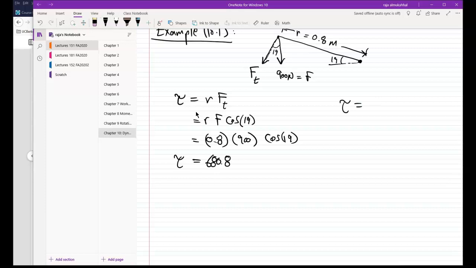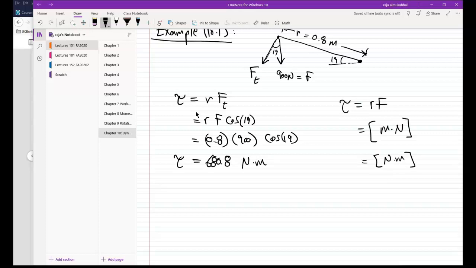I like to write it as RF, not FR. And of course, the R here is meter. The force is Newton, so it's Newton meter. Your book uses Newton meter. I like to use meter Newton, but it doesn't really matter. So anyway, we have a Newton meter like that.